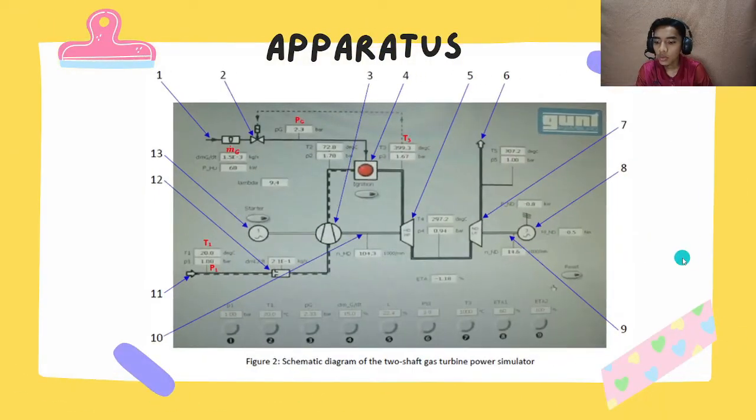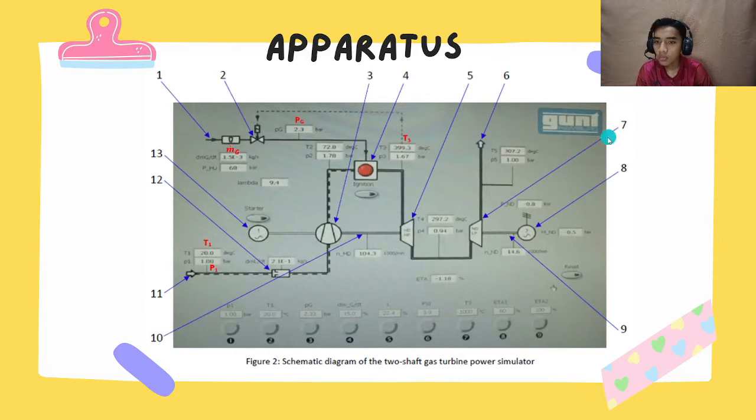And next we will go to the schematic diagram of the 2 shaft gas turbine power simulator. The first is the fuel inlet line, which is this one. Second is the fuel inlet control valve. Third is the compressor. 4 is the combustion chamber. Number 5 is the high pressure turbine. The 6 is the exhaust gas outlet port.